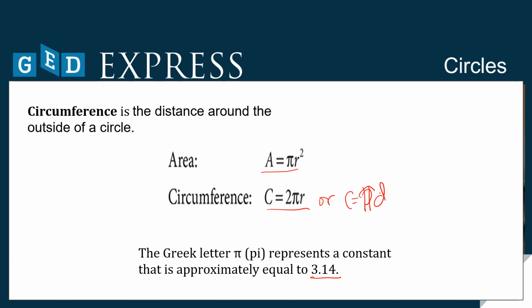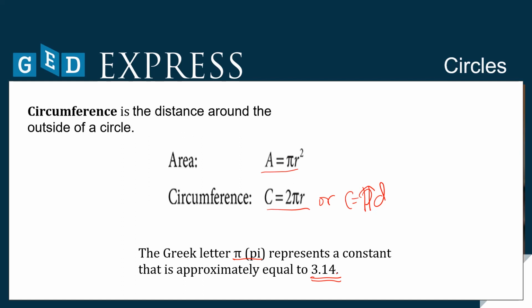Now, what is pi and what is the value of pi? The Greek letter pi represents a constant that is approximately equal to 3.14. When working with pi, you can either use this approximation, which is 3.14, or use the pi button on your calculator for a more exact answer.